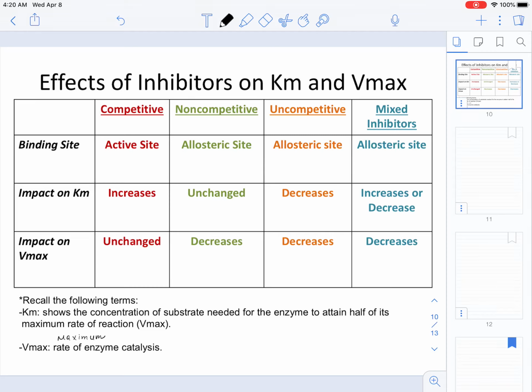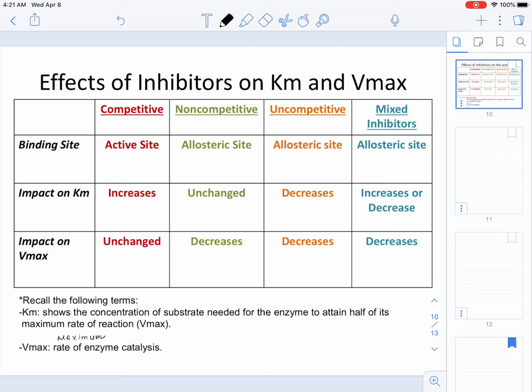In this video, we're going to be looking at the effects of inhibitors on the values of Km and Vmax for enzyme catalyzed reactions. The following table summarizes the 4 different inhibitors that we just discussed in terms of their binding site, their impact on Km, and their impact on Vmax.